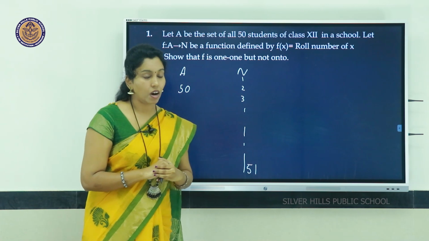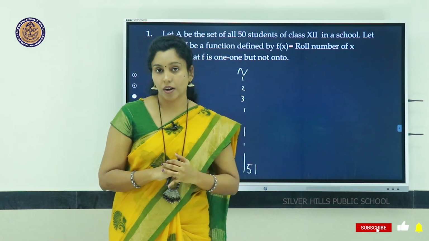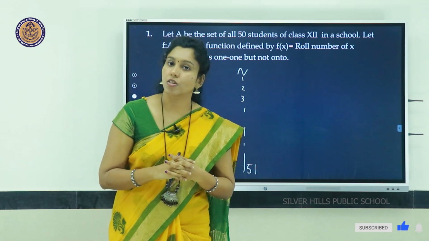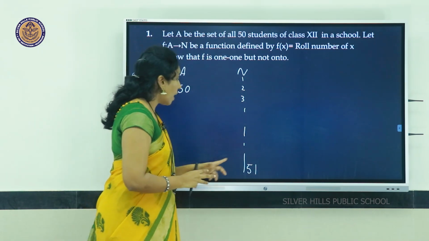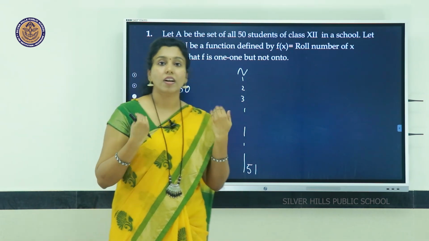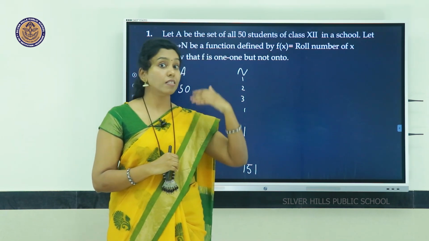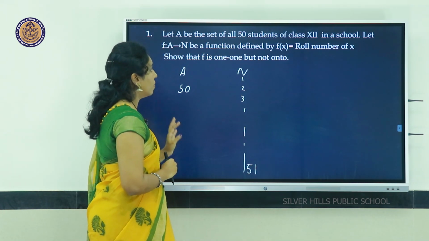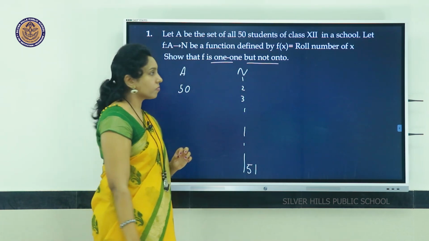So we proved the given function f of x is equal to roll number of x is 1-1. How did we prove 1-1? Because every student has a unique roll number. So different members go to distinct members. It is 1-1. And how did we prove that it is not onto? For that, I took a member 51 on the right side, and 51 does not have a pre-image. There is no student whose roll number is 51 and above. So we proved that the given function is 1-1 but not onto.